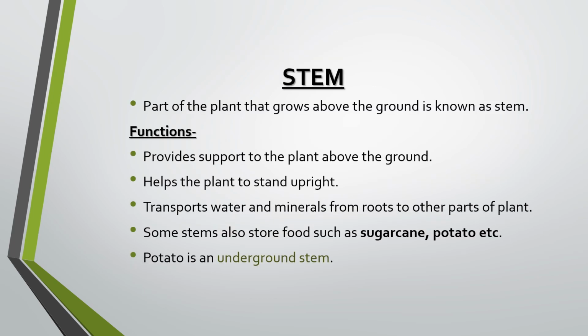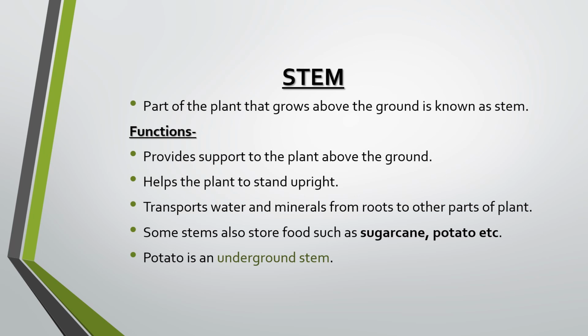Next is stem. Now what is stem? It is the part of the plant that grows above the ground. The functions: it provides support to the plant above the ground. It helps the plant to stand upright. It transports water and minerals from the roots. Roots have the function to absorb the water and nutrients, and the water and nutrients which are absorbed by the roots are then transported to various parts of the plant with the help of the stem.